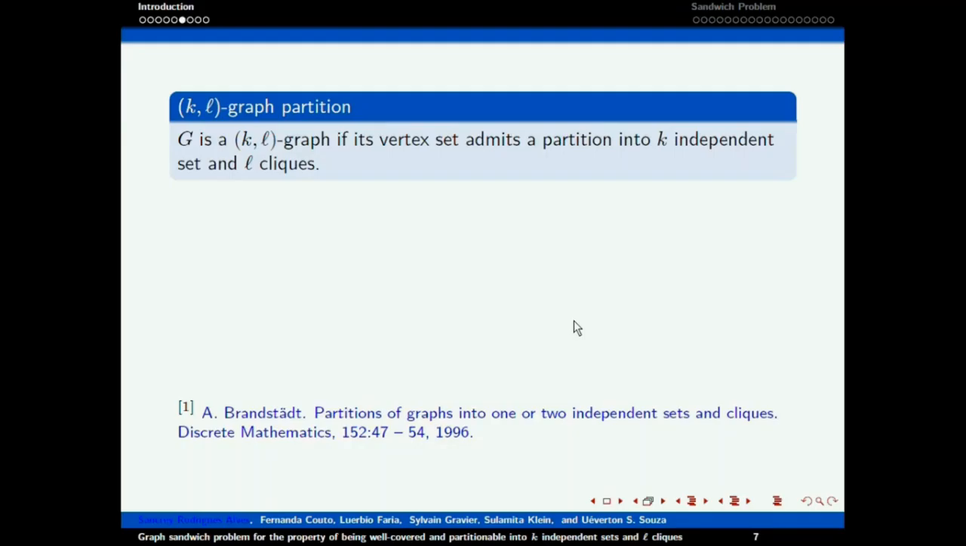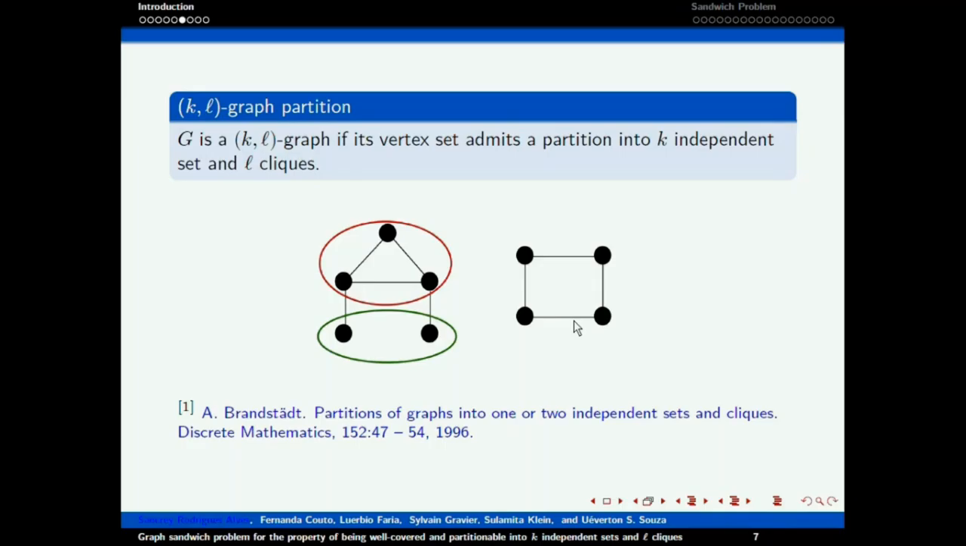Another important definition is the concept of KL graph partition. A graph is called a KL graph if it admits a partition into K independent sets and L cliques. Observe the graph. It admits a partition into one clique and one independent set. The other graph admits a partition into two cliques.